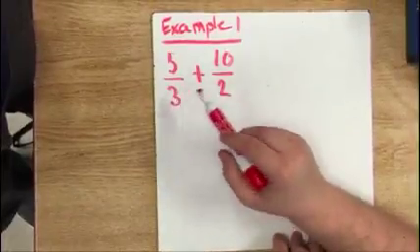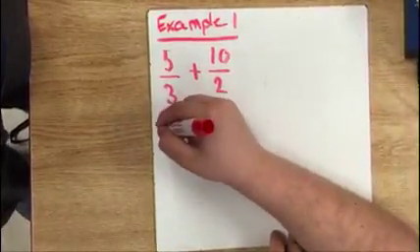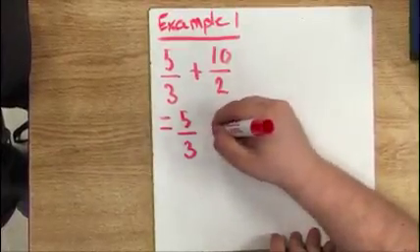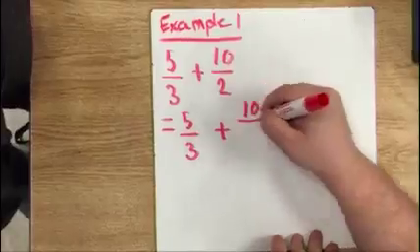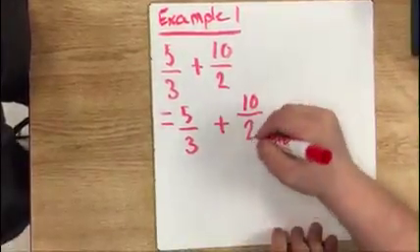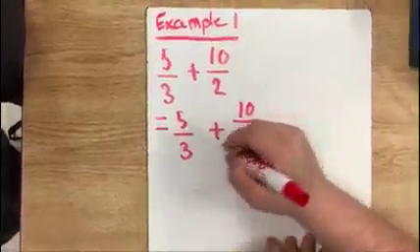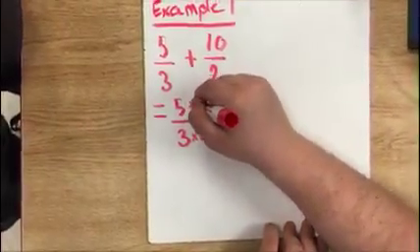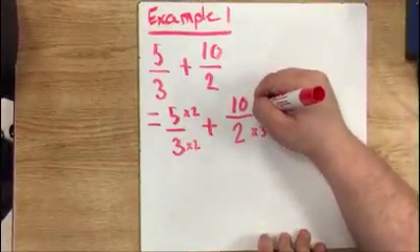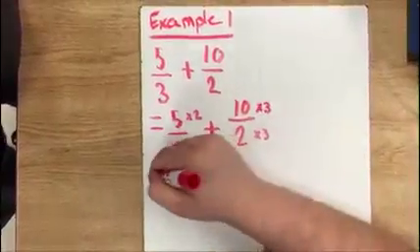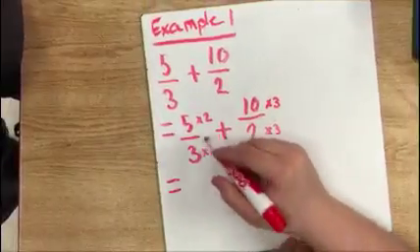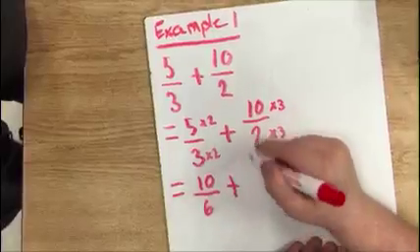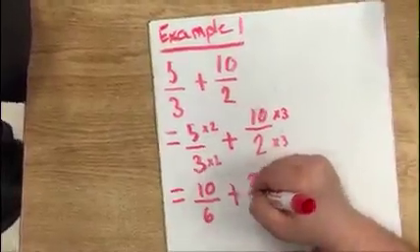In this example, you first have to find a common denominator of 2 and 3. In this case, it would be 6. So we rewrite the question, 5 over 3 plus 10 over 2. Multiply them, this one by 3 and this one by 2. Multiply the top by 2 and this top by 3. This will give you 10 over 6 plus 30 over 6.